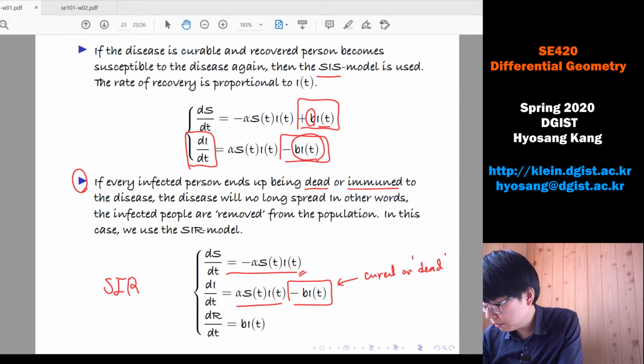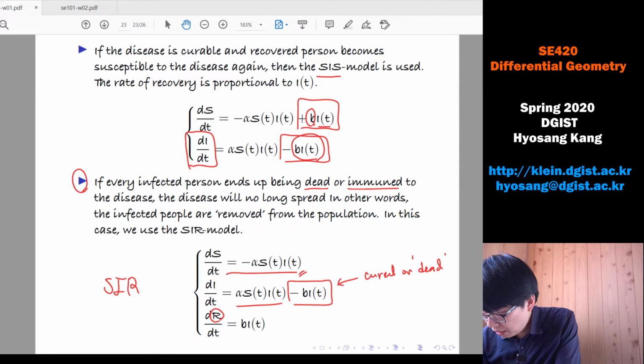I don't like the word dead, but okay. A better word is deceased. Anyway, we have two components that affect the change of the infected people. One is from the susceptible people, and the other is from curing the infected people. So what happens when the people are cured from the infected state? They go to the removed state.